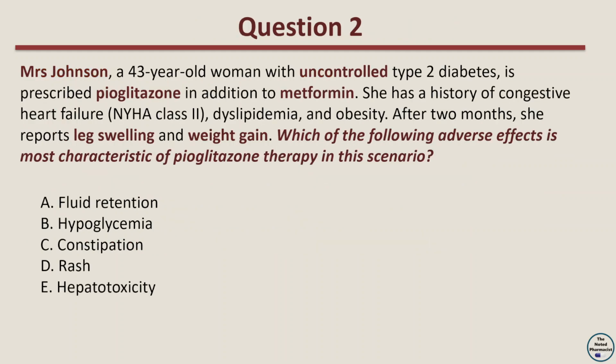Question 2. Mrs. Johnson, a 43-year-old woman with uncontrolled type 2 diabetes, is prescribed pioglitazone in addition to metformin. She has a history of congestive heart failure, New York Heart Association Class II, dyslipidemia, and obesity. After 2 months, she reports leg swelling and weight gain. Which of the following adverse effects is most characteristic of pioglitazone therapy in this scenario?